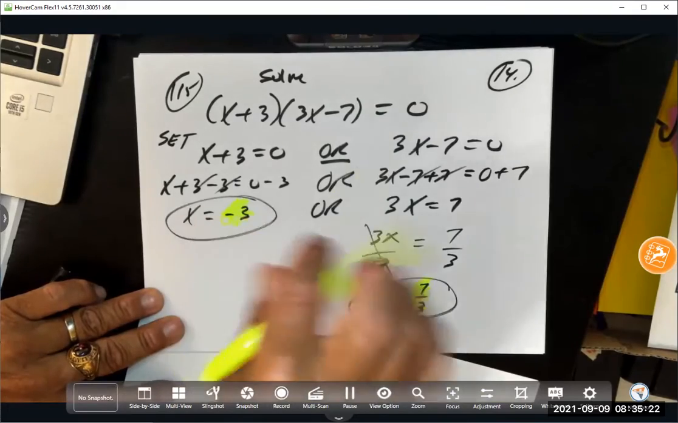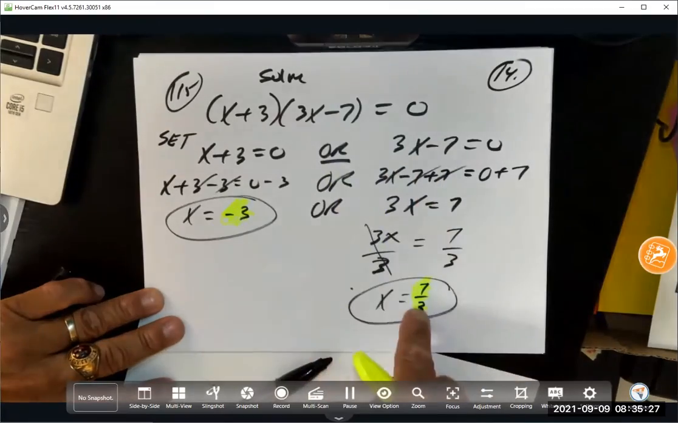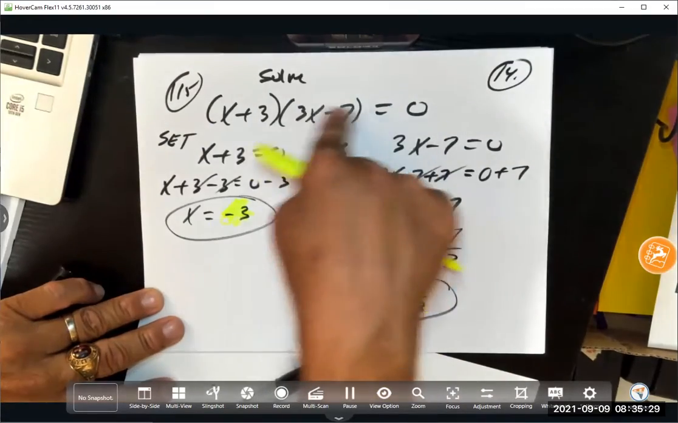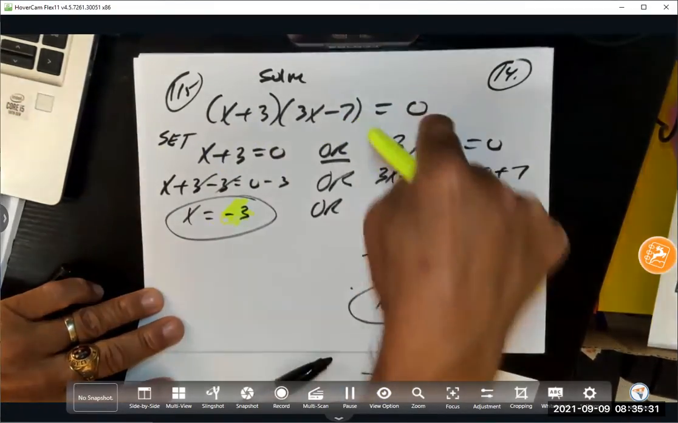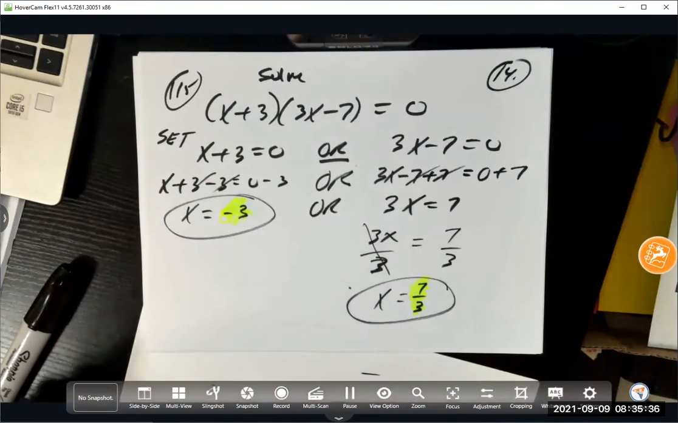Because if you put negative 3 back in here, negative 3 plus 3 is 0. It's gone. 0 times that is 0. And you put the 7/3 in here, it'll come out to 0. This one will be 0. It'll be 0 times 0 is still 0. So there's 2 answers for this. Okay, let me do it again. Same problem. I'm just going to change the numbers, okay?